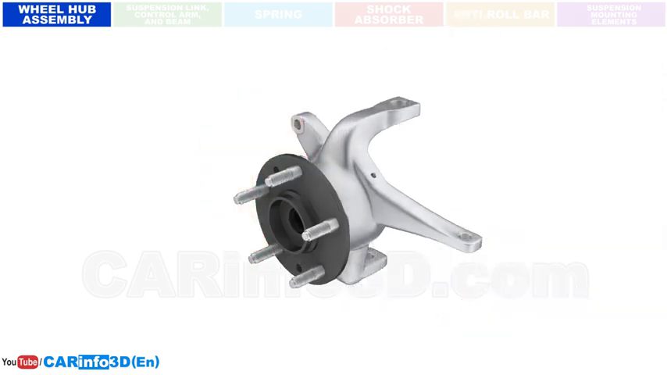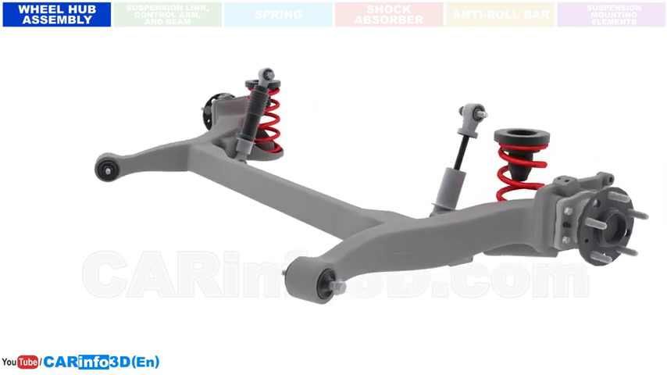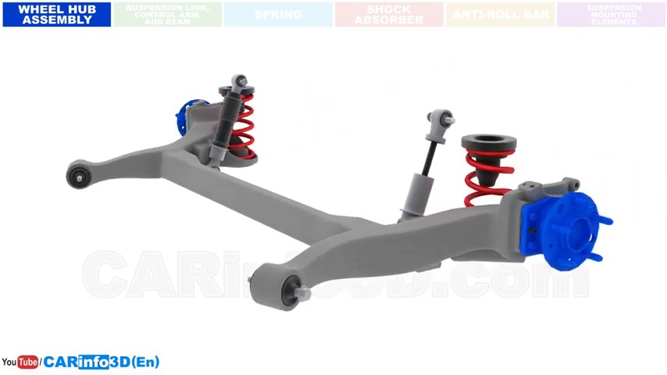The rear suspension uses a rear knuckle. Sometimes the wheel hub and the hub bearing are mounted directly on the beam.